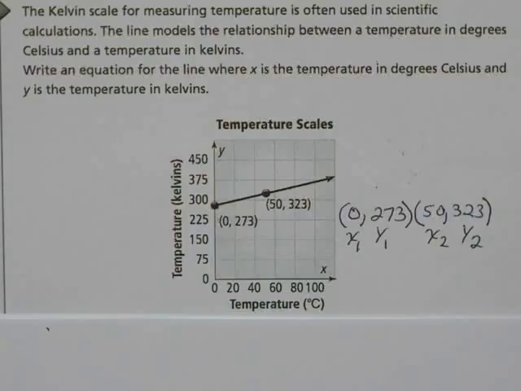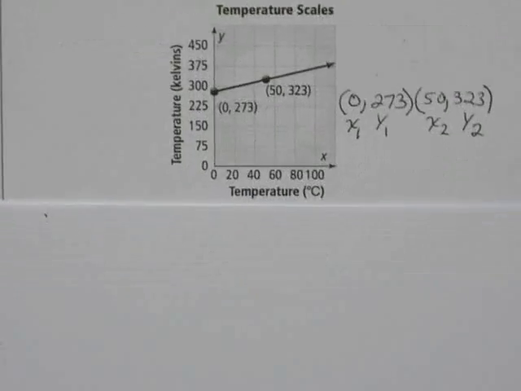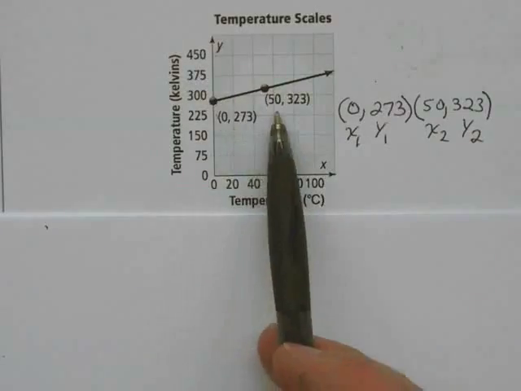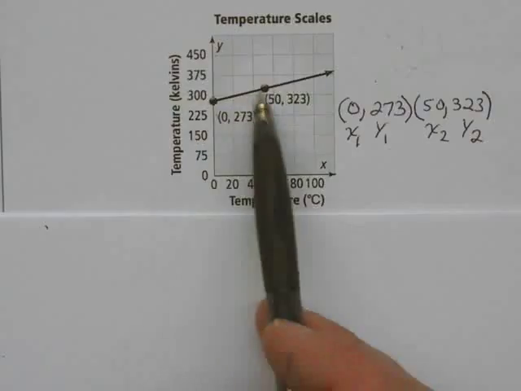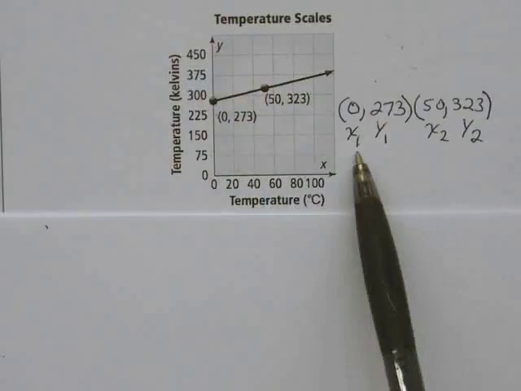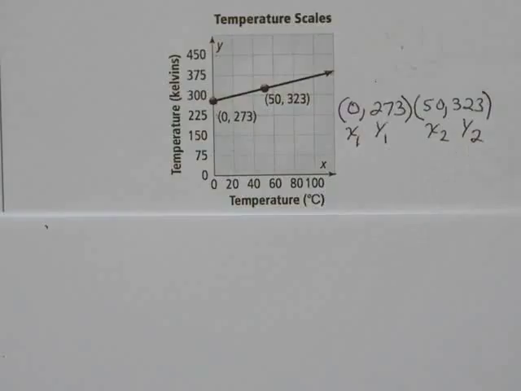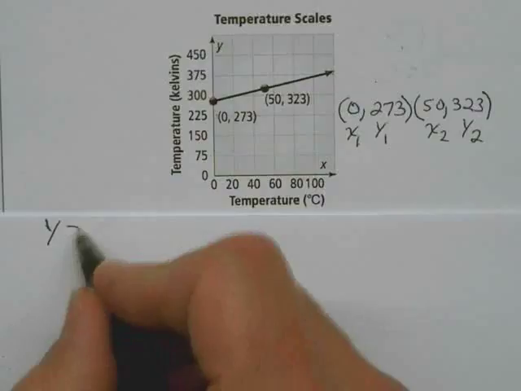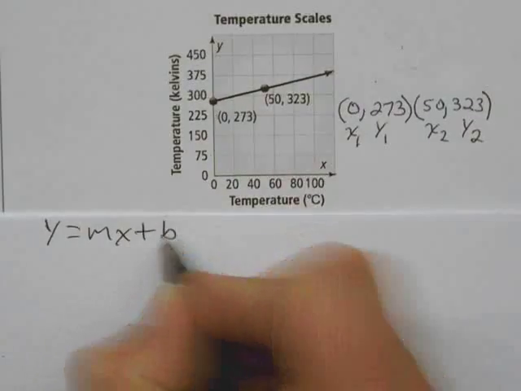All right, a lot of words there, but really what it comes down to is this last sentence where we're asked to write an equation for the line where x is the temperature in degrees Celsius and y is the temperature in kelvins. So I'm going to slide this up so I have some room to work. And as you can see, I've already identified the points that they gave us here, (0, 273) and (50, 323). Those are the coordinates for those points respectively, and I've labeled them as x1, y1, x2, and y2, because in order to write this equation as I've been asked, I'm going to need to write it in the form of y equals mx plus b.